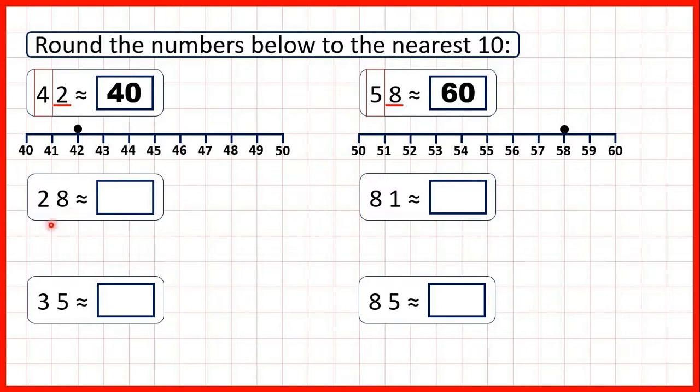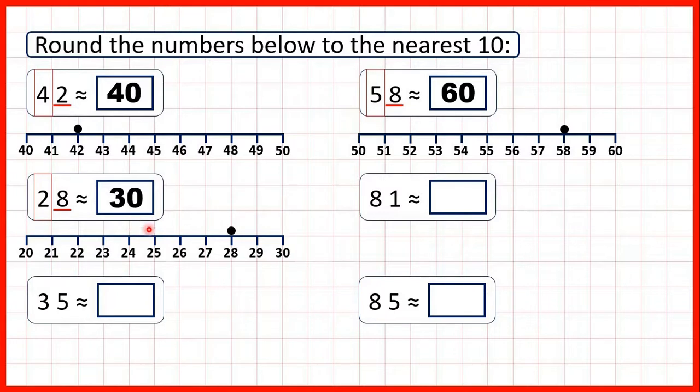Now 28, we circle our tens and underline our ones because we're rounding to the nearest 10. We have another 8 as our ones digit, so we need to round up because if we have 5 or more, we round up. So the digit that we've circled, our tens digit, increases by 1, so this 2 becomes a 3, and the ones digit turns into a 0, so we get 30. And again, on a number line, we can see that 28 is between 20 and 30, but because it's closer to 30 than it is to 20, that's why we round up.